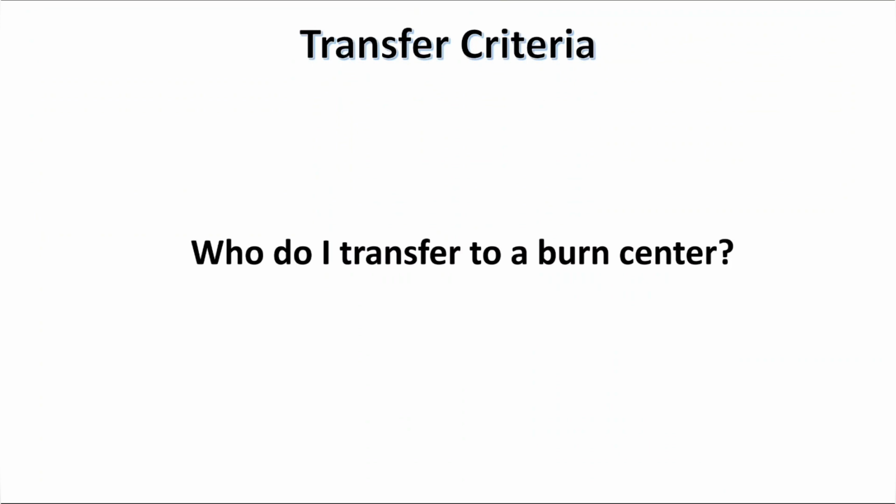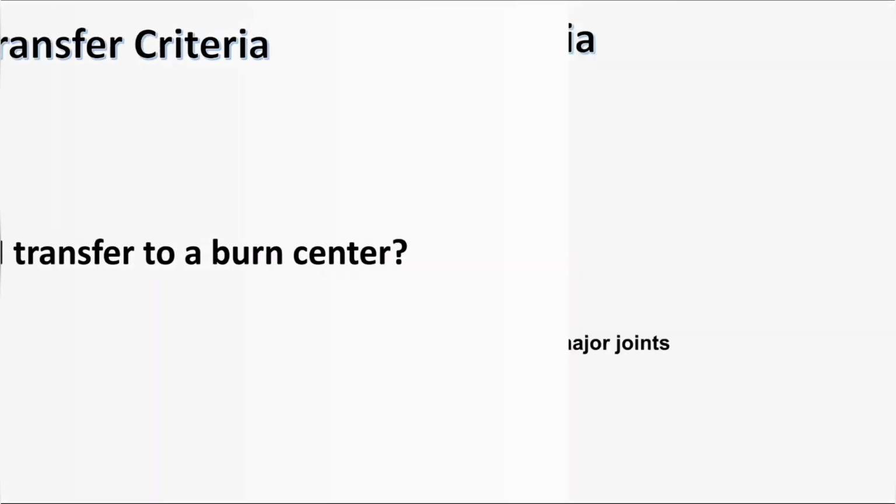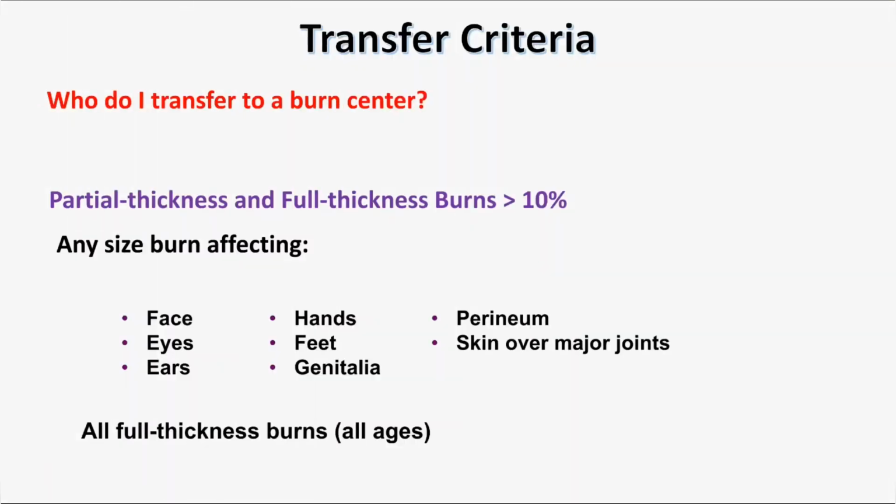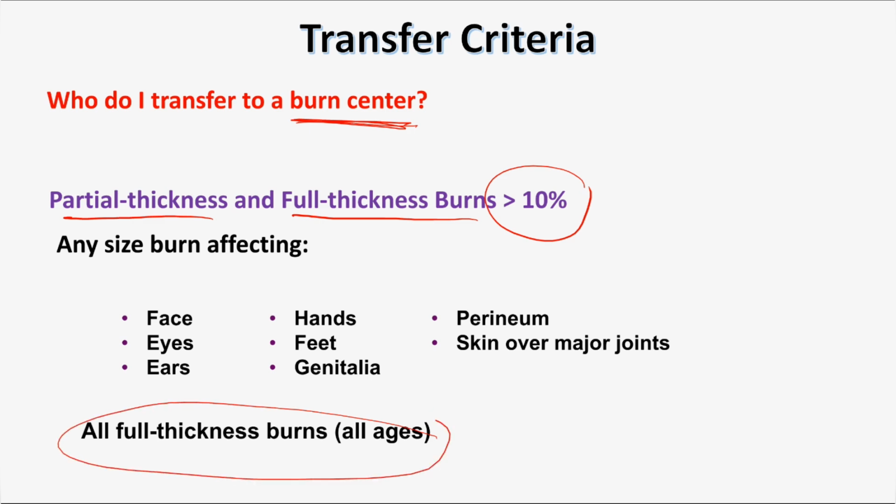The transfer criteria: the hospitals should have criteria between themselves, but usually which patient do you transfer to a burn center? Any partial thickness, it means second degree, or full thickness burn more than 10%. Of course, any full thickness burn should be seen by a burn center.